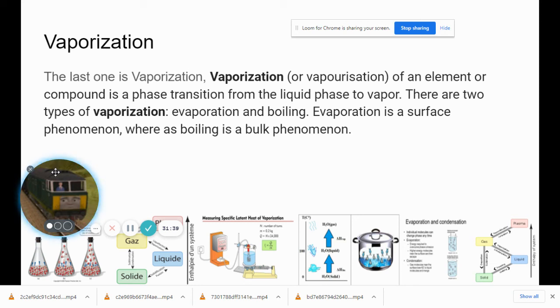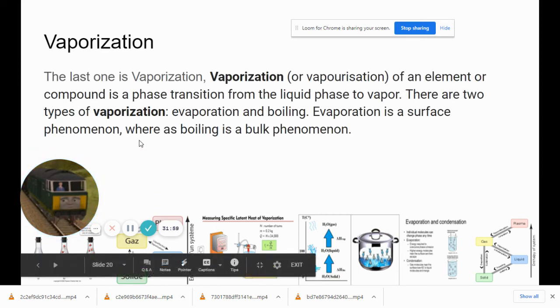Measuring specific latent heat of vaporization. N is the number of turns, M equals 0.2 kg. Q equals N times 24,000, and L equals Q divided by M, which can be explained by this picture. What do you think they're doing? What do you think this is about? This thing and this thing. Let me know your best effort.